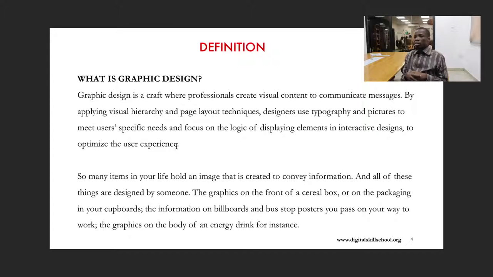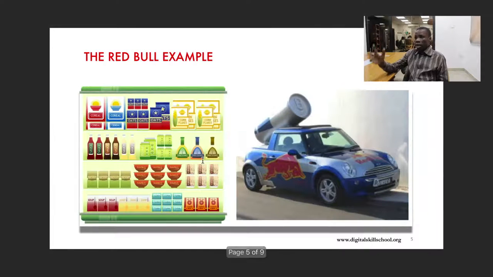So many items in your life hold an image that is created to convey information. And all these things are designed by someone. The graphics on the front of a cereal box, on the packaging in your cupboard, the information on billboards and bus stop posters you pass on your way to work, the graphics on the body of an energy drink, for instance, all these designs are done by somebody. So now let's use the Red Bull example.